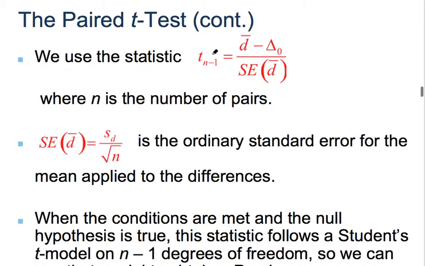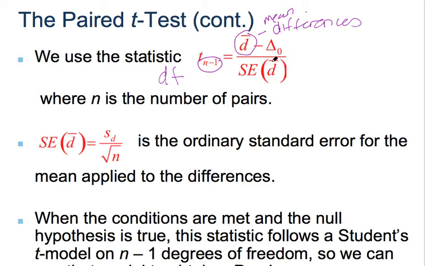So here's our statistic. T sub n minus 1, remember, n minus 1 are the degrees of freedom. So however many paired groups there are, or how many differences there are, n minus 1 is the degrees of freedom. The d bar is the mean of the differences, minus the delta 0. So it's probably going to be 0, it depends on what it is in your null hypothesis, and we're going to divide it by the standard error.